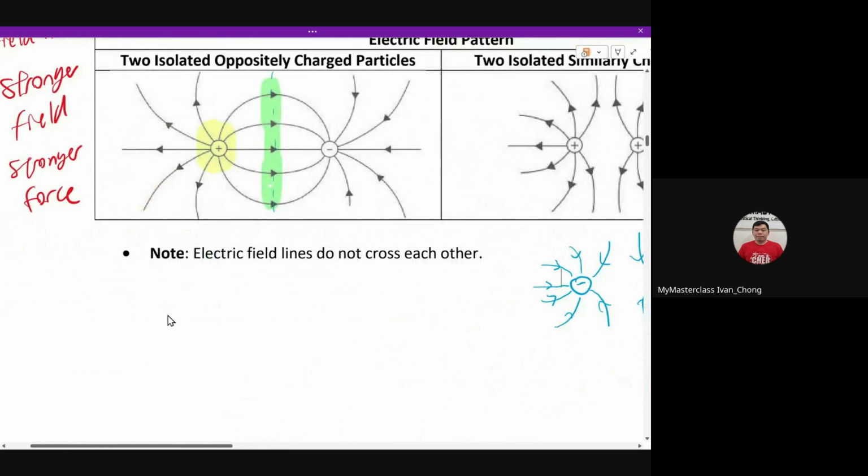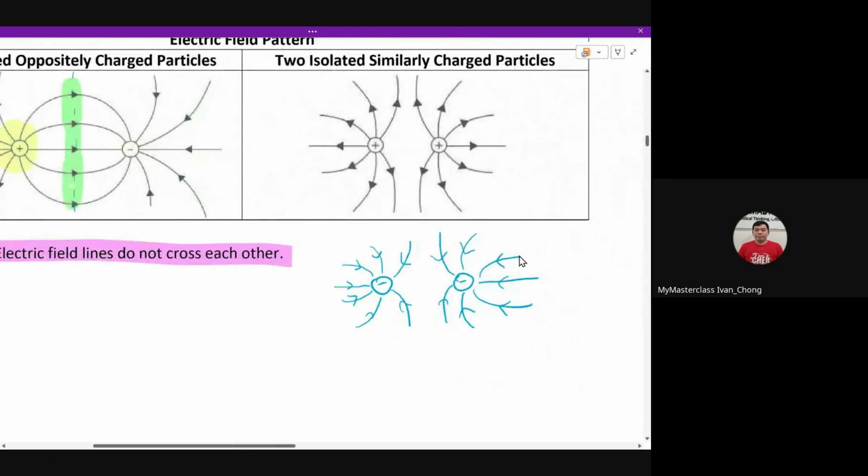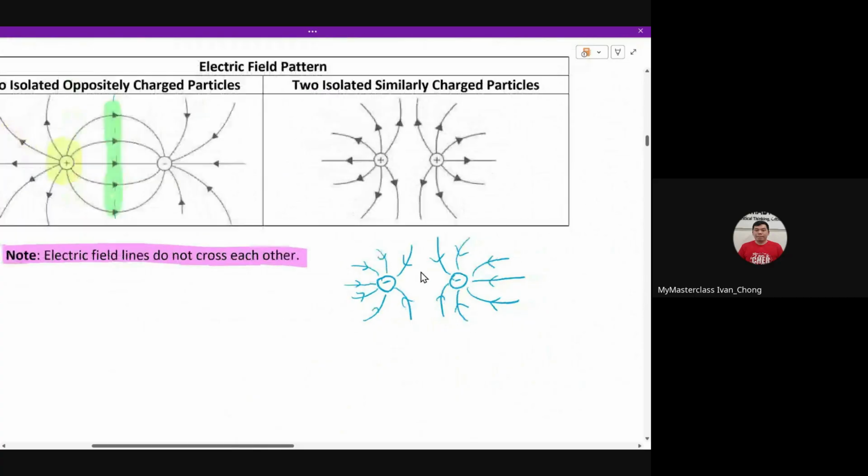And a very important point here is your lines do not cross. Once you cross, minus 1 mark straight away. So your lines can never cross. You should always make sure that they are as symmetrical as you can.